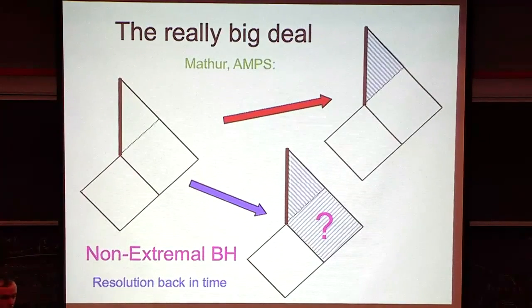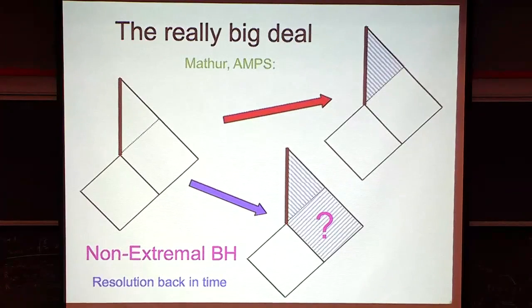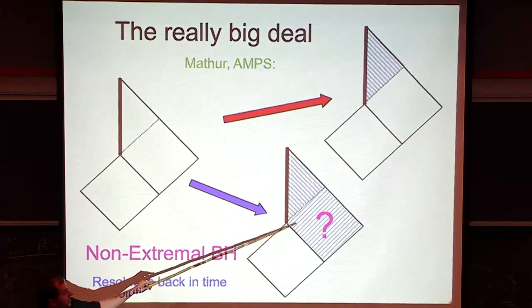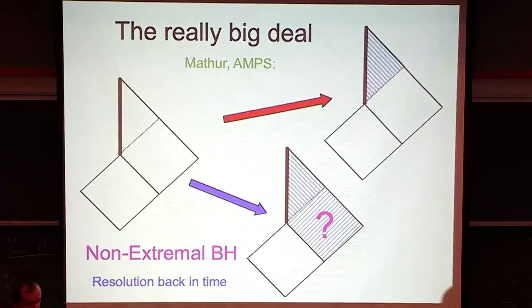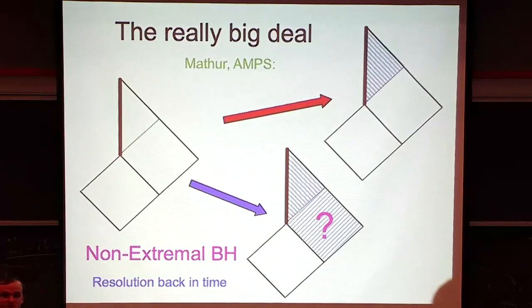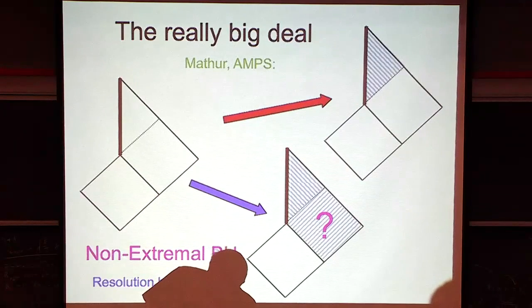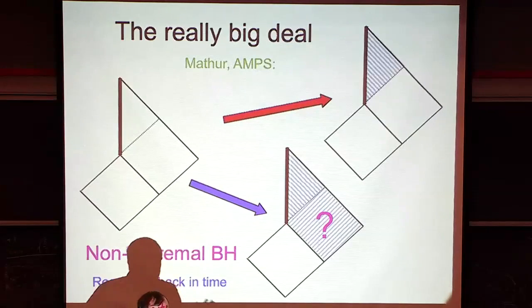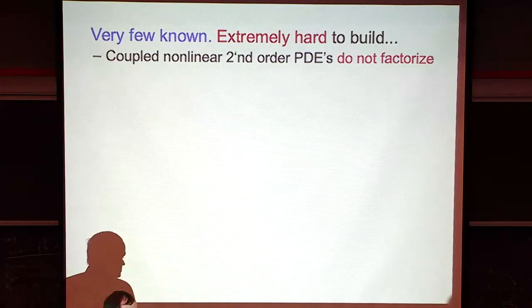So the really big deal about these proposals, the fuzzball proposal and this firewall argument, is that when you go to the horizon, that's the singularity resolution scale. It's not here. It's not here. It's actually here. And if you look at the classical solution, it's actually backwards in time. It's before the singularity forms. And this is the really big deal about all this, about Samir's proposal and about AMPS.